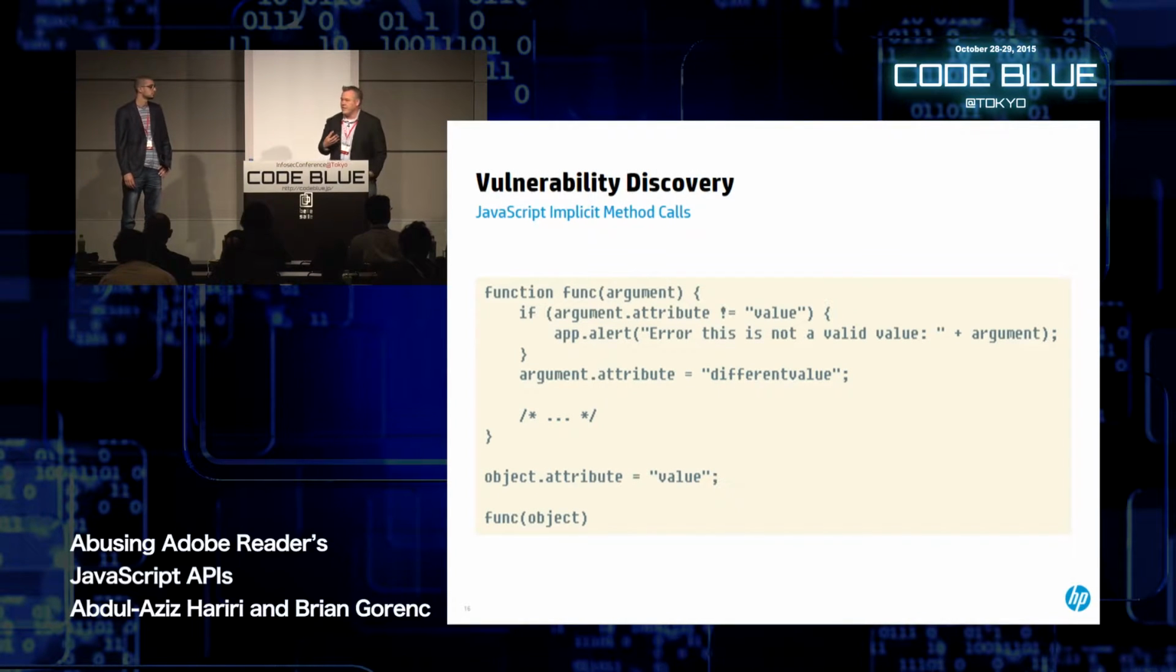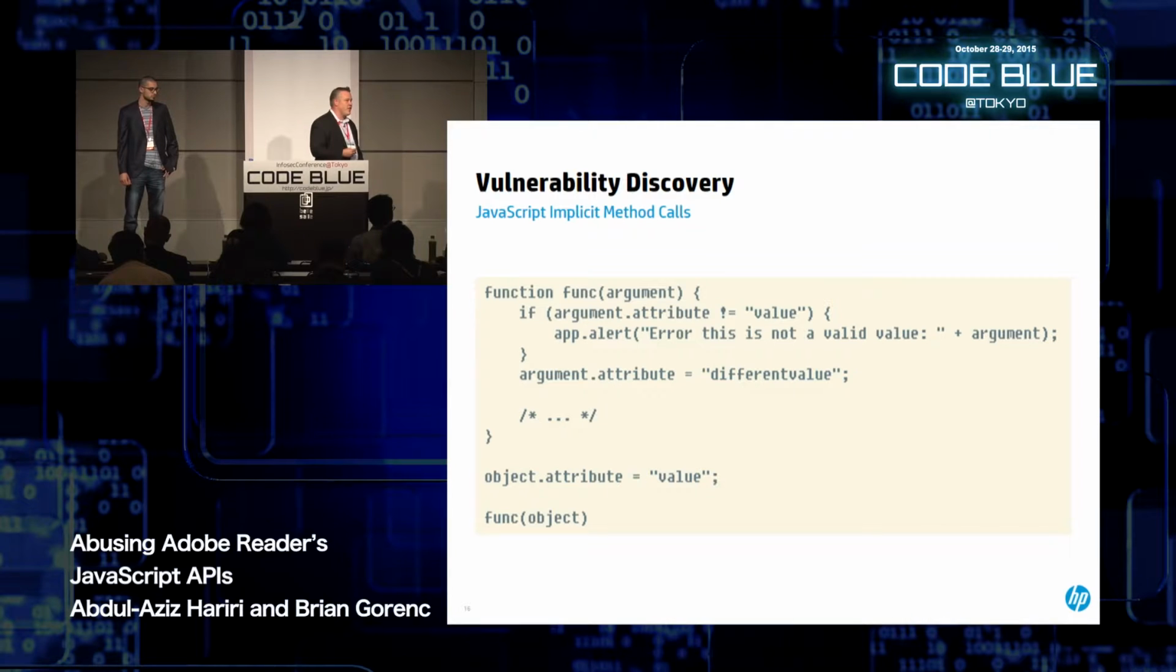The first thing that we need to think about is, when does JavaScript make implicit method calls that the application developer may not understand is happening? In this case, there are three areas in which the code on the screen actually makes implicit calls. The first is in the if conditional: if argument.attribute not equal to value. In this case, the attribute property is actually calling a getter function implicitly, and you can redefine the functionality of this getter using JavaScript, which we'll explain.